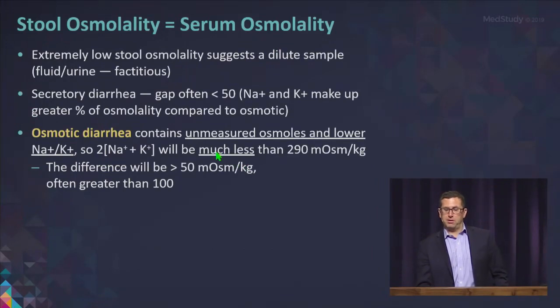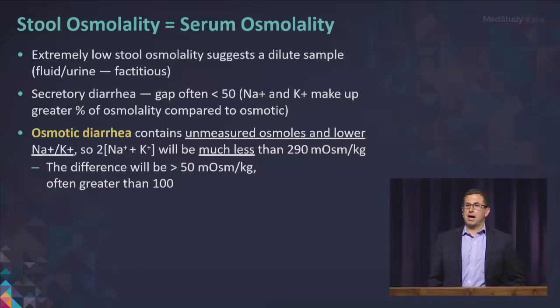Osmotic diarrhea, on the other hand, you have unmeasured osmoles that are replacing sodium and potassium, so the gap is going to be higher. It's often greater than 100. So again, low gap, secretory diarrhea; higher gap, osmotic diarrhea.